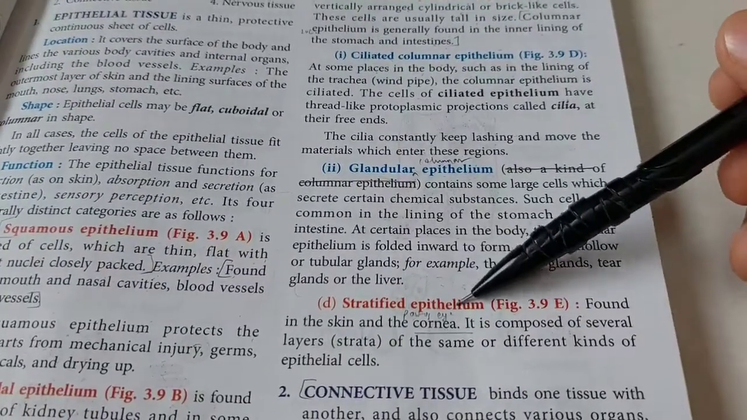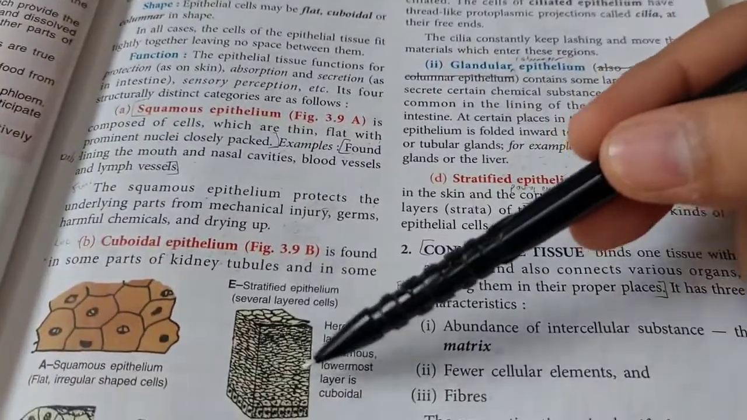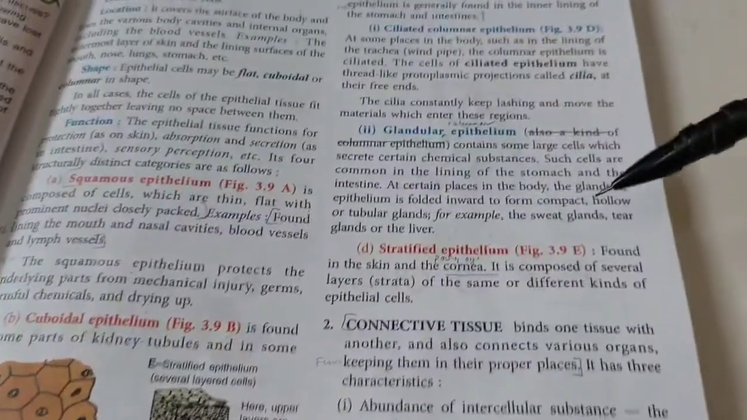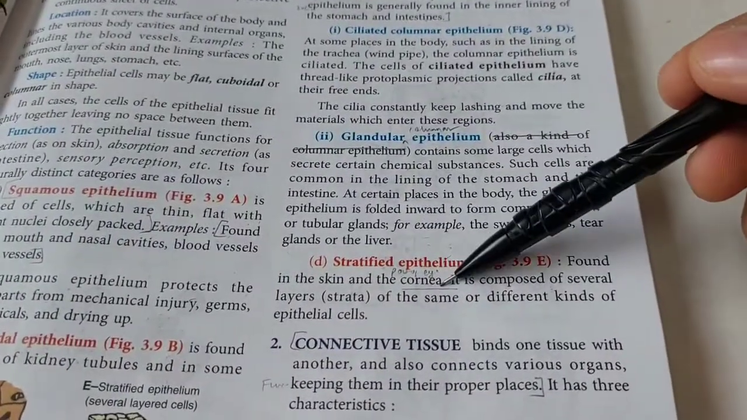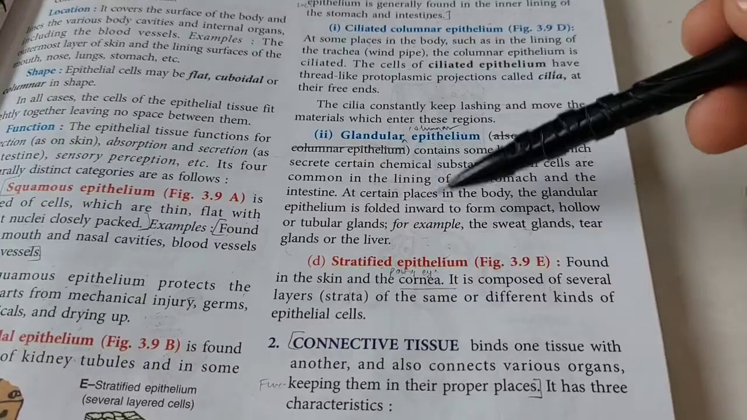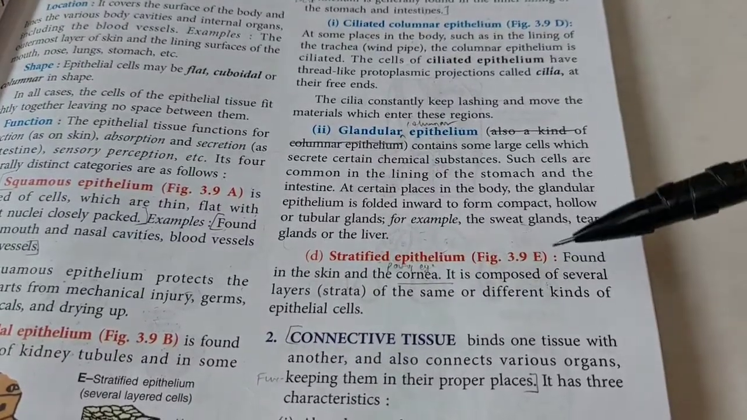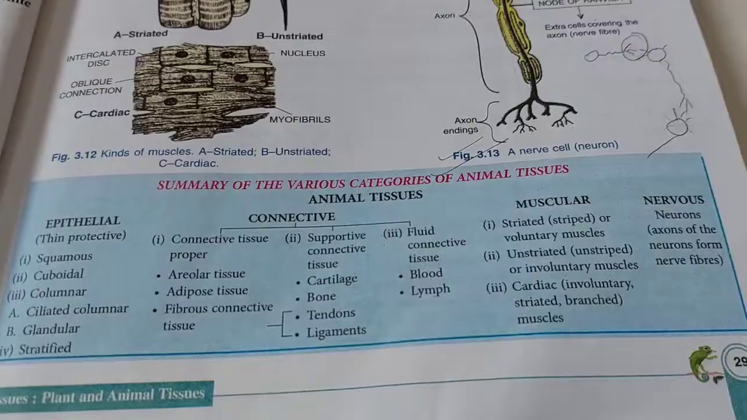Stratified epithelium. As you can see, there are many strata or layers, one on top of the other. So that's found in the skin and in the cornea, which is a part of the eye. We study that in 10th standard. Next type is connective tissue.